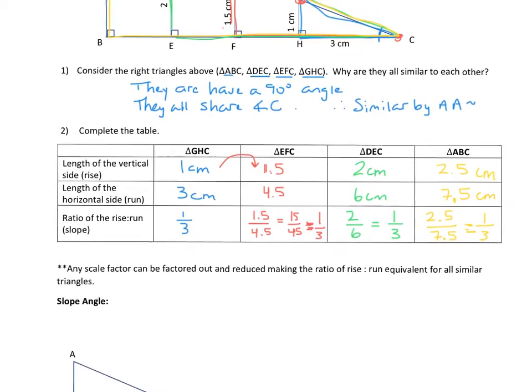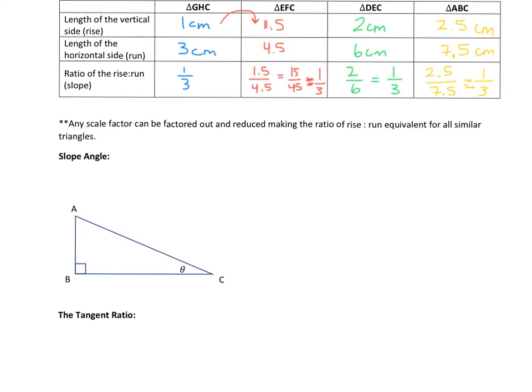All right, so let's move forward with this. Any scale factor can be factored out and reduced, making a ratio of rise to run equivalent for all similar triangles. What I'm trying to say there is, if you look at the red one here, we know that the scale factor was 1.5. So really, I could factor out 1.5 on the top, 1.5 times 1, and 1.5 times 3 is really how we're getting the 1/3. The 1.5s divide out to be 1, and you end up with your 1/3 there.